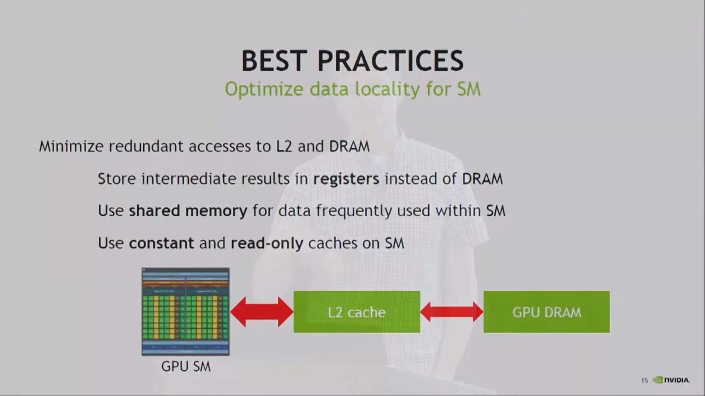So if possible, instead of loading all your data from DRAM all the time, maybe you can try to put it in shared memory and then reuse it from there. It's going to be much faster. Or maybe you can reuse some of the data in registers. Instead of loading it again, you can just load it into a register and then reuse it on the next iteration.